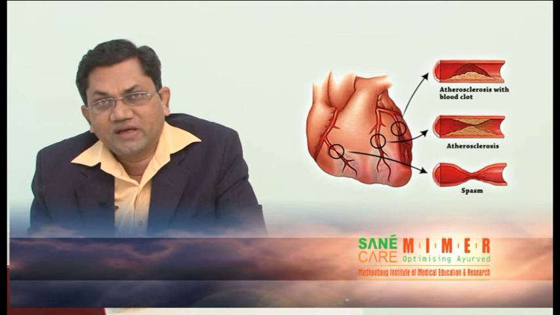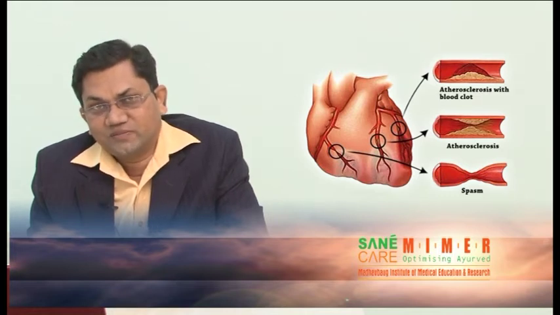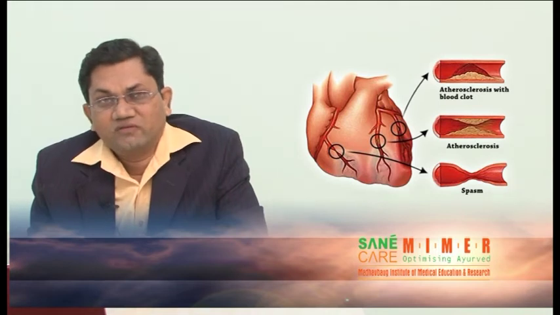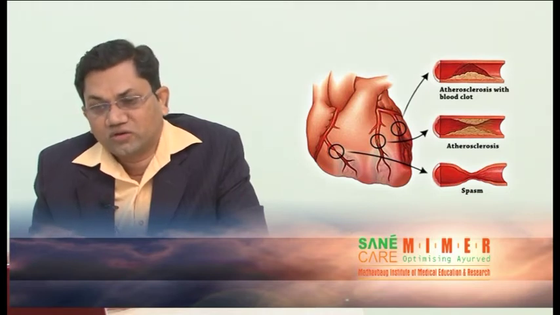Now in this picture we can clearly see that in the first part there is atherosclerosis with a blood clot shown, where there is an atherosclerotic plaque that has not yet ruptured. But if it gets ruptured, there is one red spot we have shown here, and we may get blood clots also.